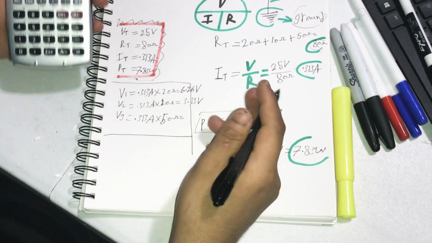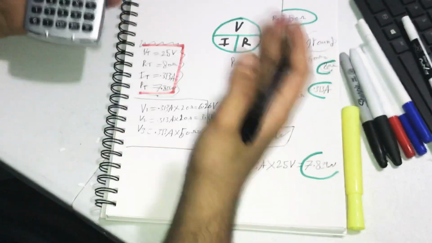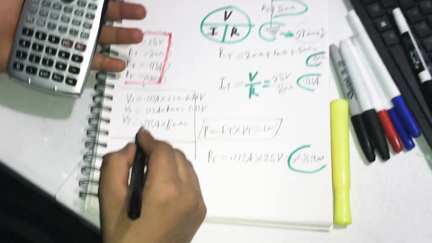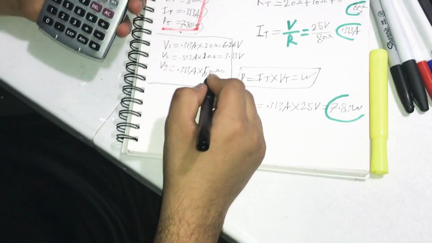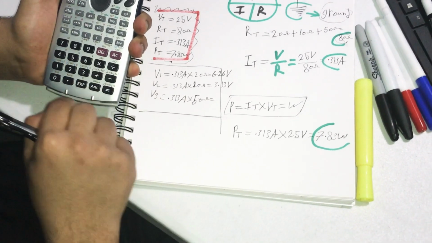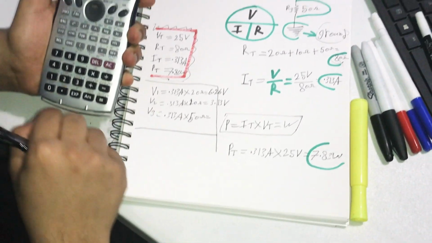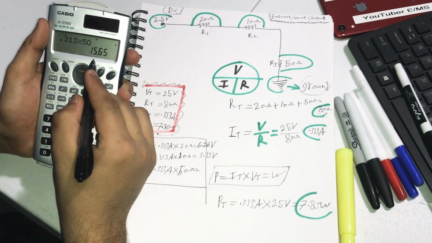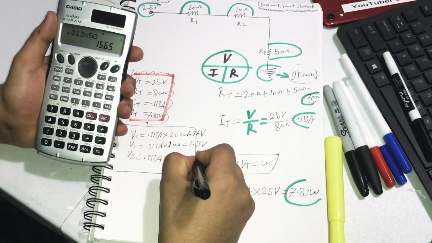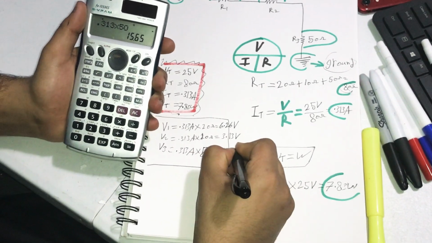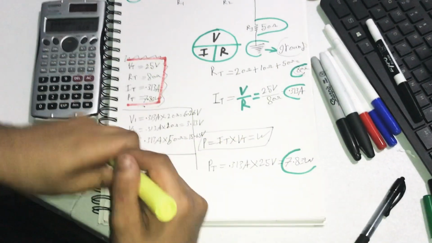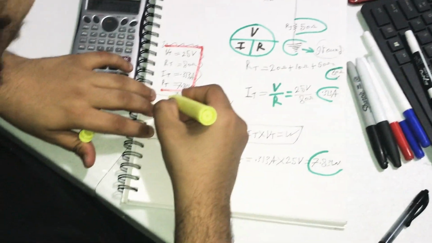volts. That's the voltage drop in each resistance. And 0.313 amps times 50 ohms. You're going to put 0.313 times 50 ohms. We're getting 15.65 volts. Alright, I'm gonna make it clear with this highlight.